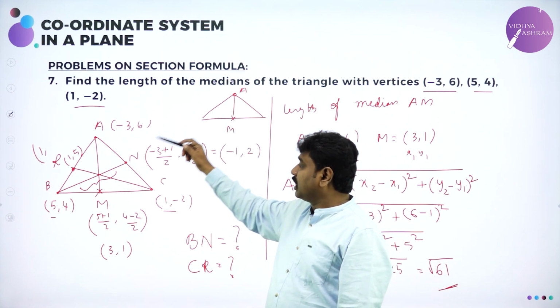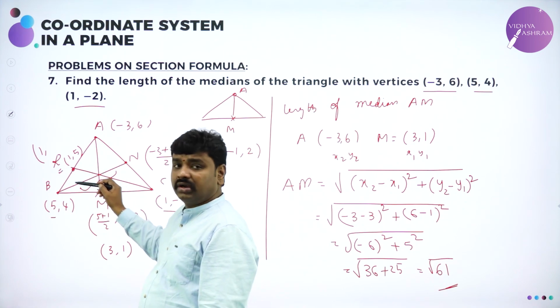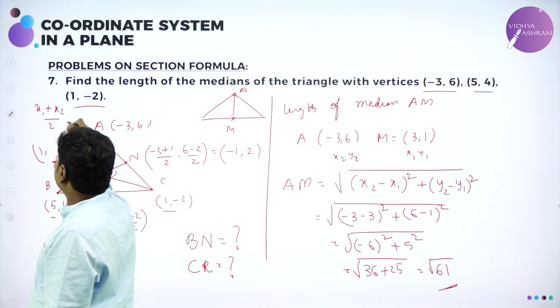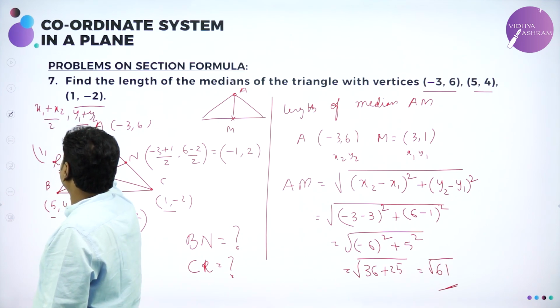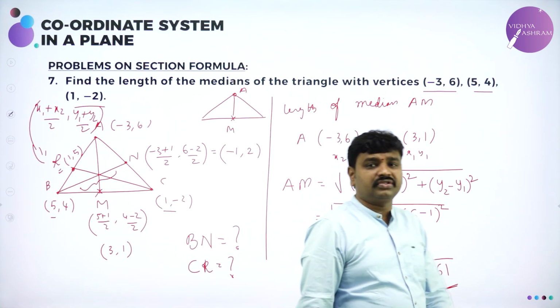So similarly, I already got the midpoint of AB and named it R. And how to find the midpoint? Use the midpoint formula, we have learned it: x1 plus x2 by 2, y1 plus y2 by 2. We use this to get the answer. So I hope all of you understood the method, and I am expecting you to solve this and go ahead.